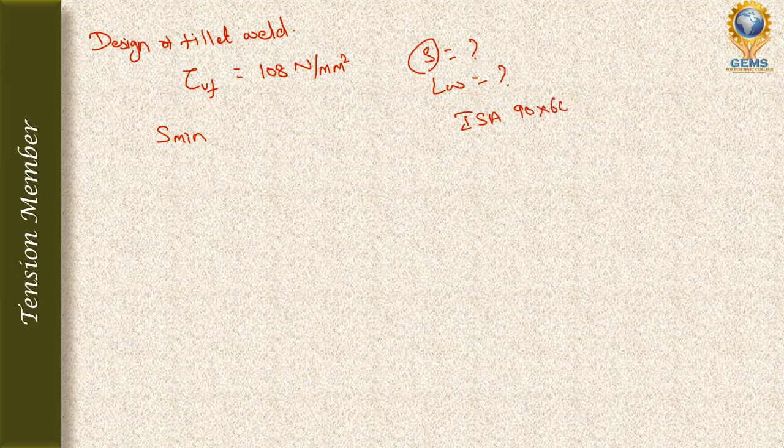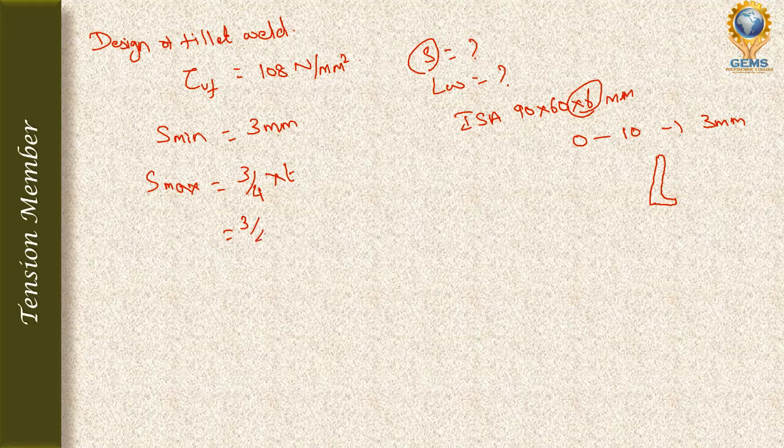90 by 60 by 6 mm. So from 6 mm we will find the S minimum, that is 3 mm. It lies between 0 to 10, so our minimum thickness is 3 mm. And what is the maximum thickness? The angle section is not a square edge, it is a round edge angle. So S max is equal to 3 by 4 of T, that is 3 by 4 into 6. It will come as 4.5 mm.